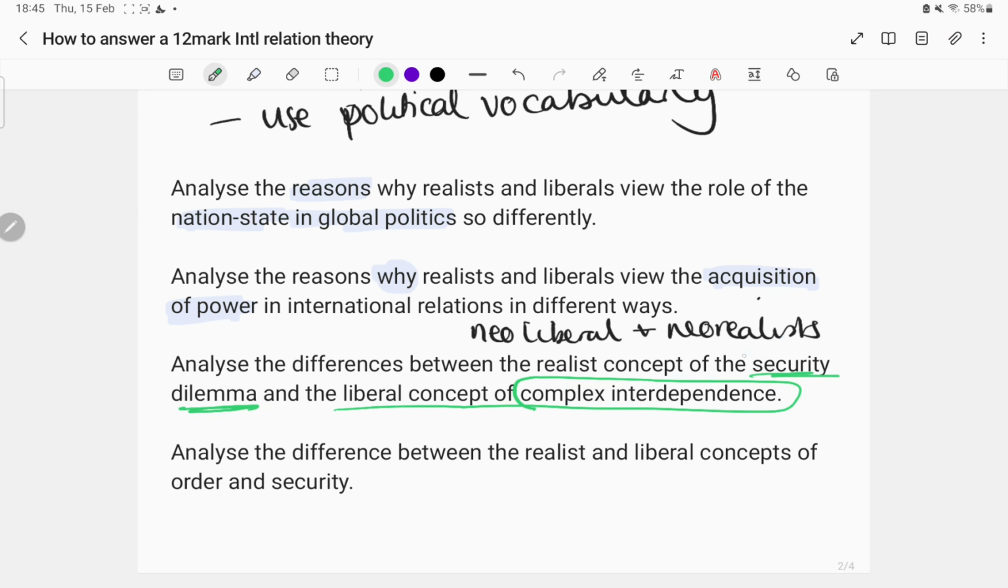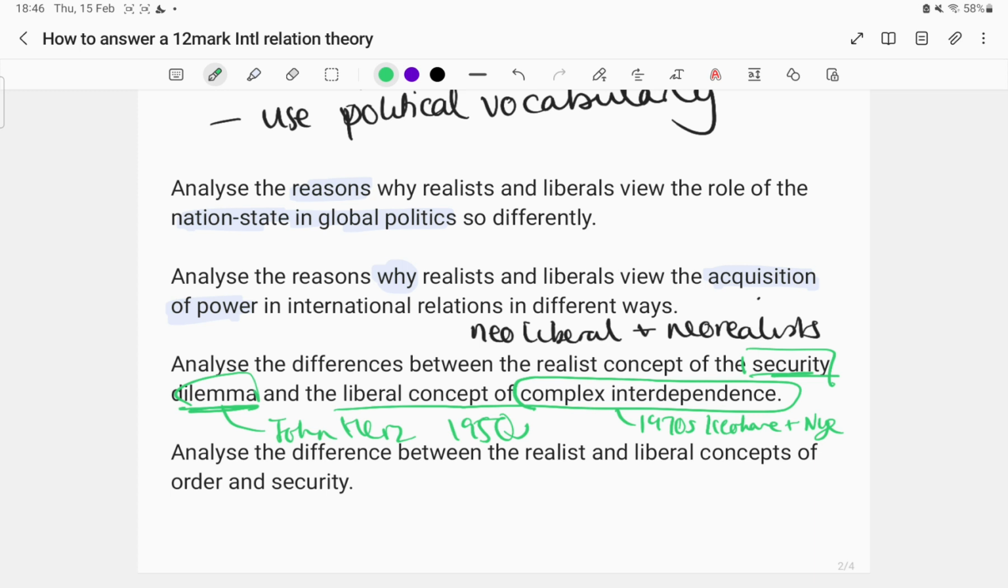So, the security dilemma was developed by John Herz in the 1950s, and of course, that's realist. And then we've got complex interdependence, and that's the 1970s, and that's Keohane and Nye. If you did not mention these people, particularly Keohane and Nye, as John Herz is not one of the people in the specification, then that would be quite problematic. But essentially, you're doing the same thing.